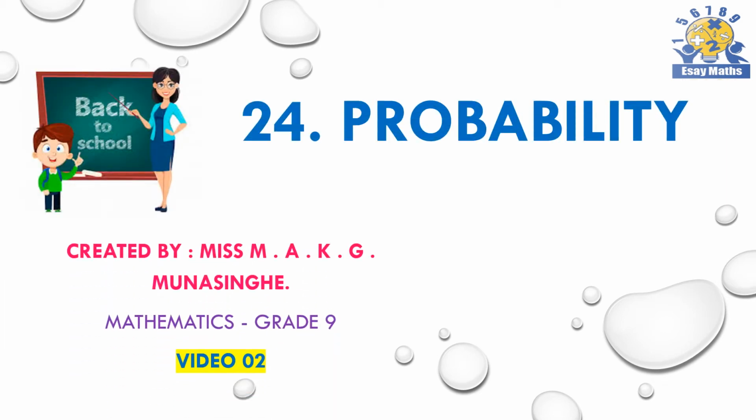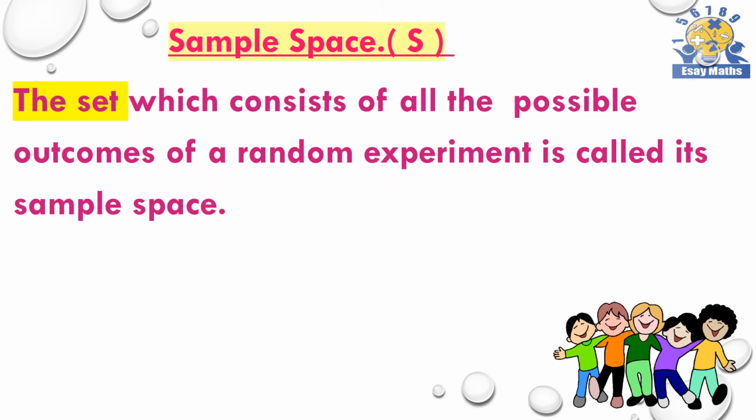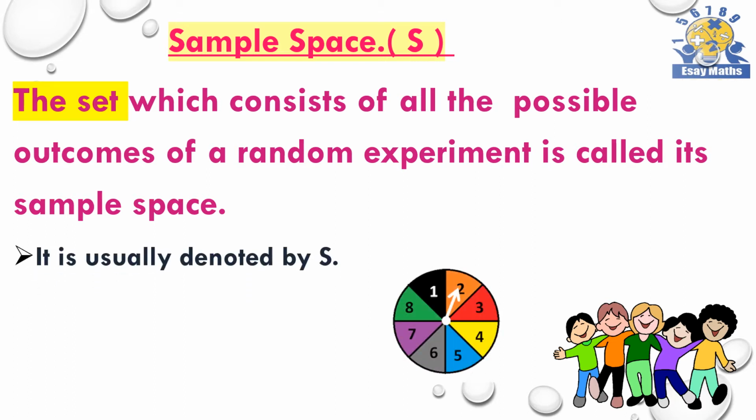Chapter 24 Probability. Second video. Sample space. The set which consists of all the possible outcomes of a random experiment is called its sample space. It means you should write all the possible outcomes as a set. It's usually denoted by capital S.